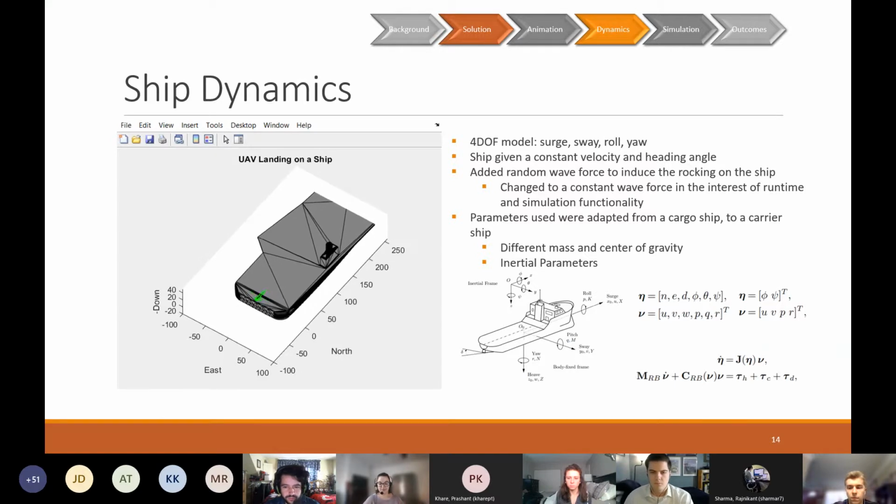On the bottom, you can see the equations of motions that I used, and on the left you can see the motion of the ship relative to the stationary UAV sitting at the origin. And now onto the simulation setup.